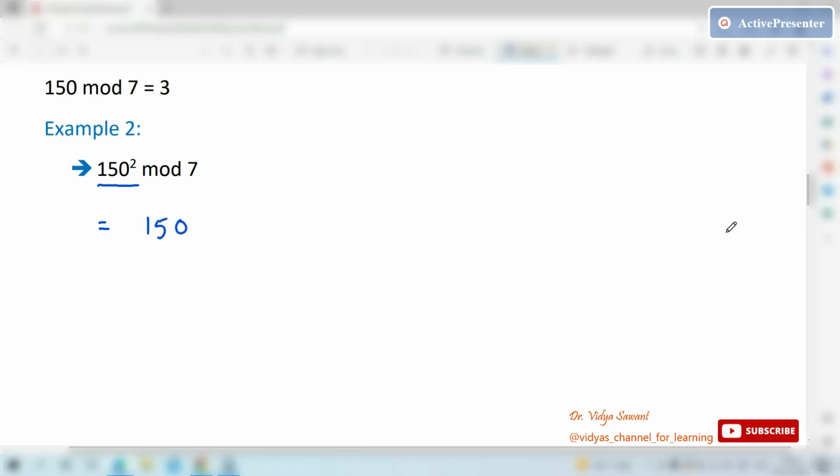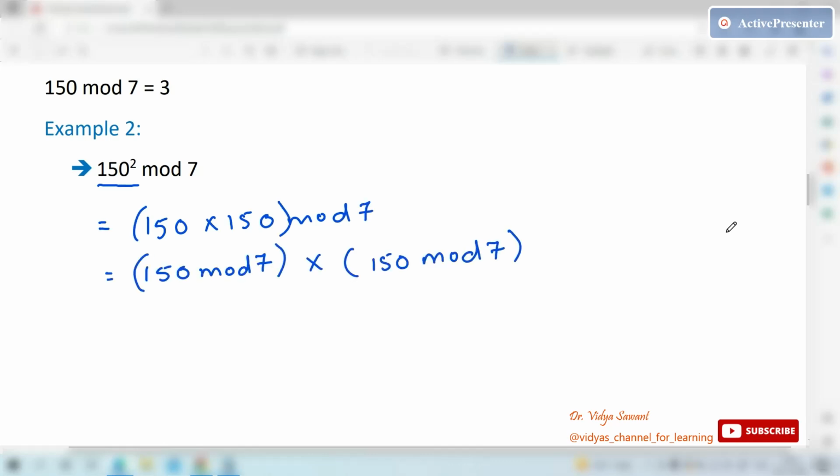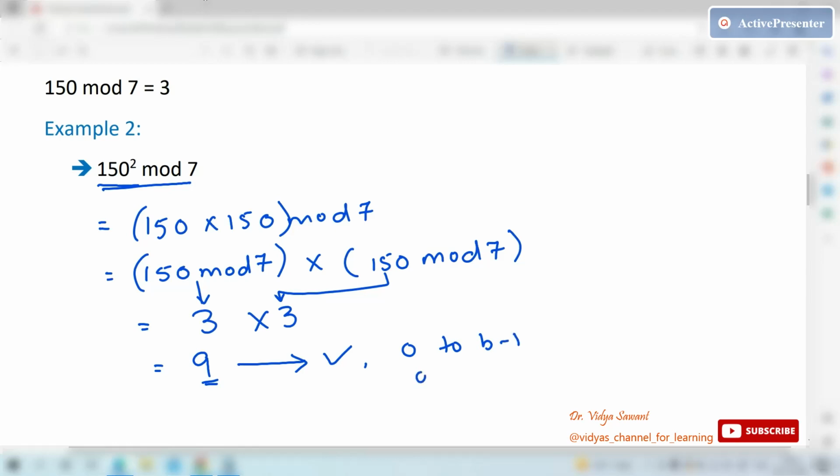150 square mod 7 can be written as 150 into 150 mod 7, which becomes, now I know the answer of 150 mod 7, which is 3. So I put 3 for this and 3 for this. So 3 into 3 is 9. Now if the answer is 9, you have to ask two questions. Is it a positive number? Yes. Is it a number between 0 to B minus 1? How much is B? B is 7, so B minus 1 is 6. So my answer to this question is no. It is not between 0 to 6.